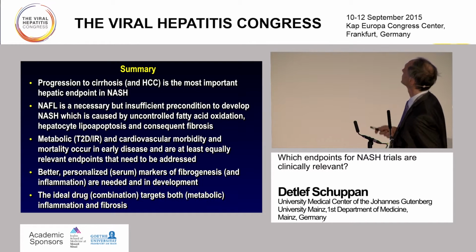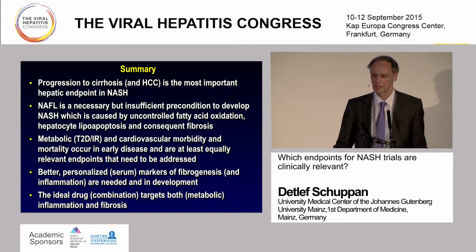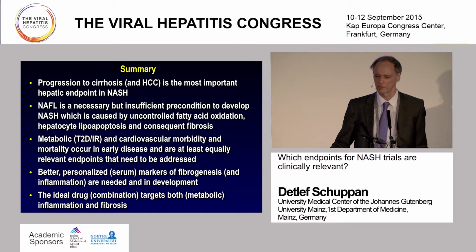So progression to cirrhosis and liver cancer is the most important hepatic endpoint in NASH. And NAFL, the fatty liver, is a necessary but insufficient precondition to develop NASH and cirrhosis. And this NASH, of course, is differentiated from NAFLD also by the uncontrolled fatty acid handling and resulting hepatocyte lipoapoptosis and consequent fibrosis. And of course, we don't have to lose out of sight the metabolic parameters which occur early, even in fatty liver, with mild inflammation.